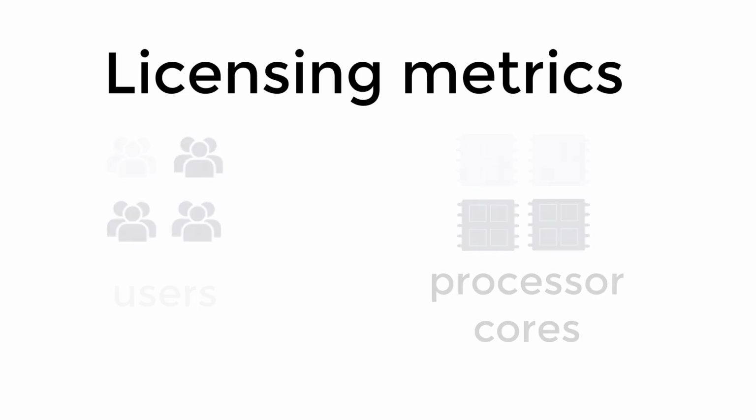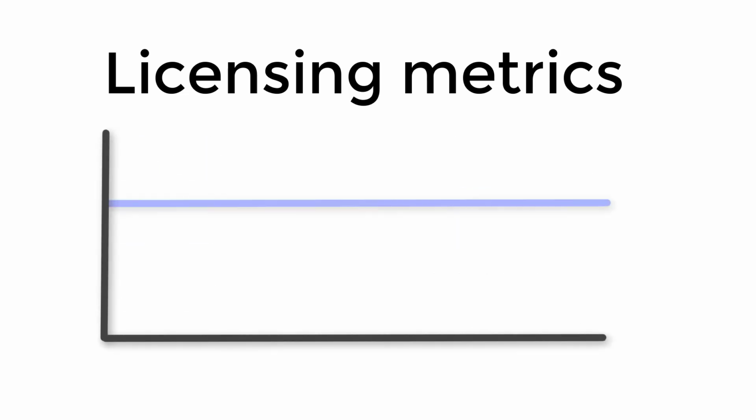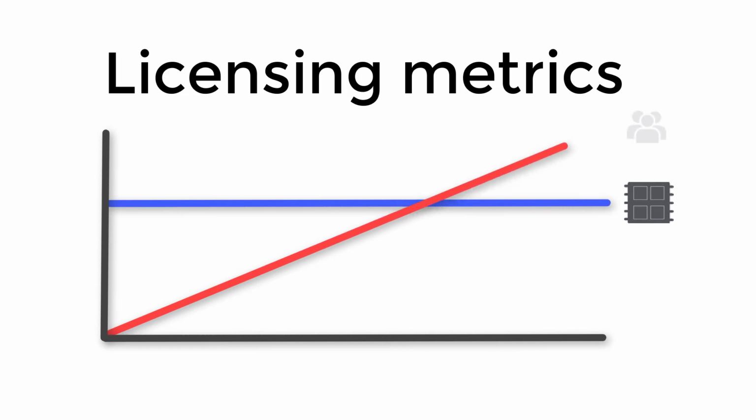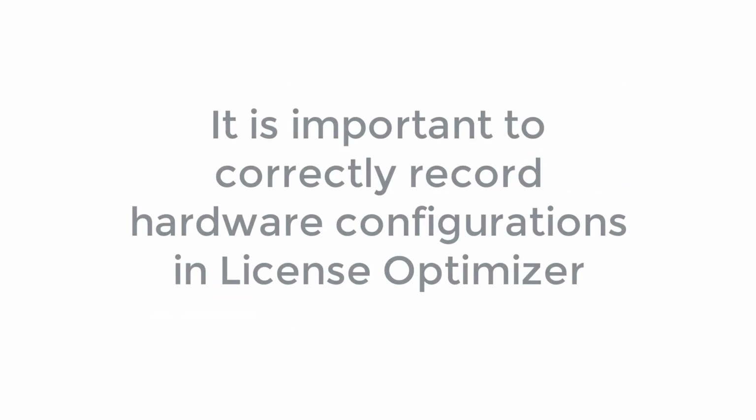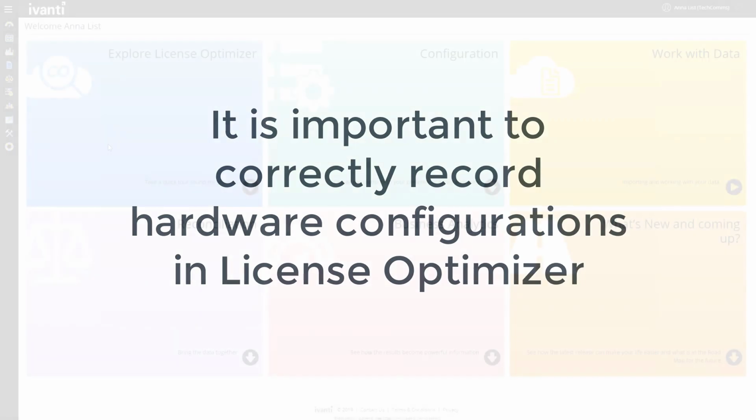At some point, it becomes cheaper to license based on the hardware than on the number of users. And if you can't determine the number of users because it is external facing, then you must use processor-based licensing. For this reason, it is important to correctly record aspects of your hardware specifications in License Optimizer.